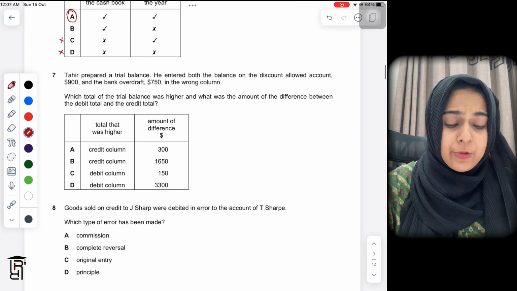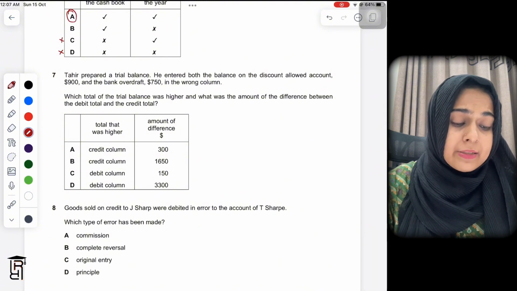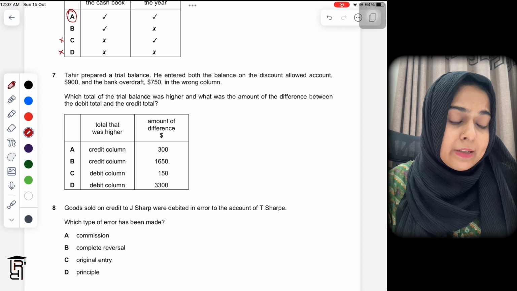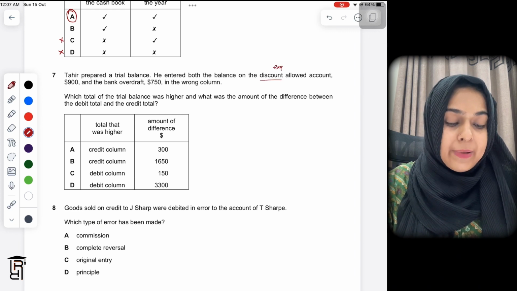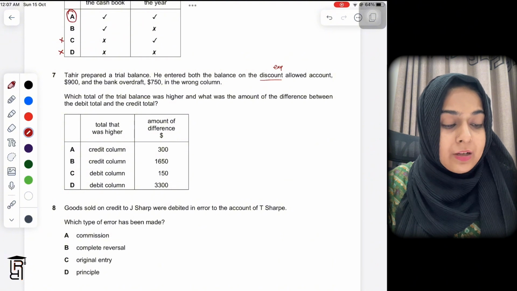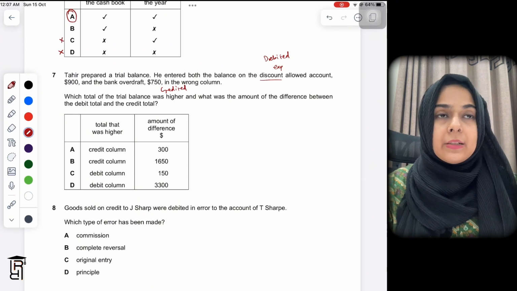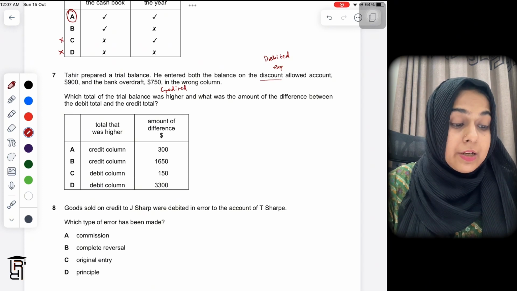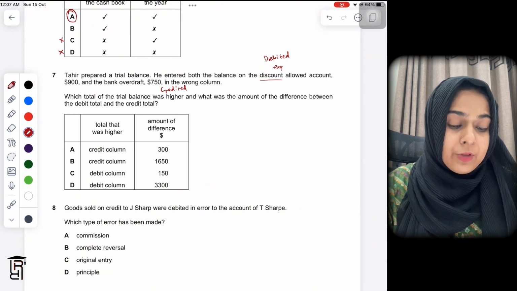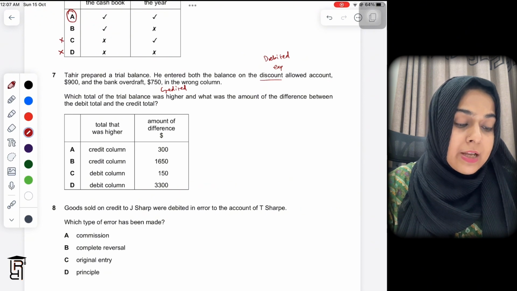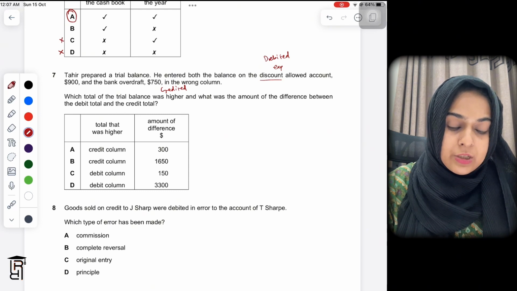So that will increase your profit for the year. Okay, question number 7 says Tahir prepared a trial balance. He entered both the balance on the discount allowed account, which is an expense, and the bank overdraft in the wrong column. So discount allowed 900 is an expense here, and the bank overdraft 750. Expenses should be debited in the trial balance, and the bank overdraft should come on the credit side, but he reversed it. Actually he debited the bank overdraft and he credited the discount allowed account. Then they are asking which total of the trial balance was higher, and what was the amount of the difference between the debit total and the credit total.